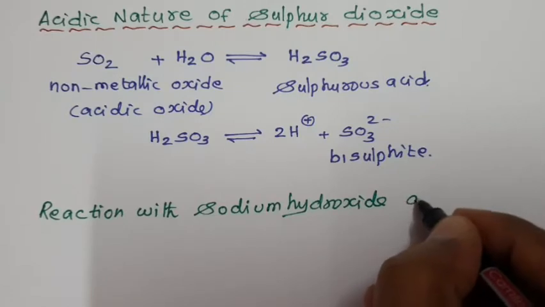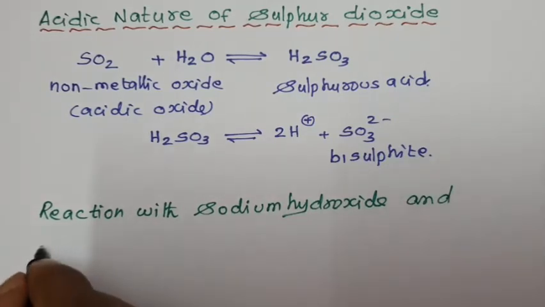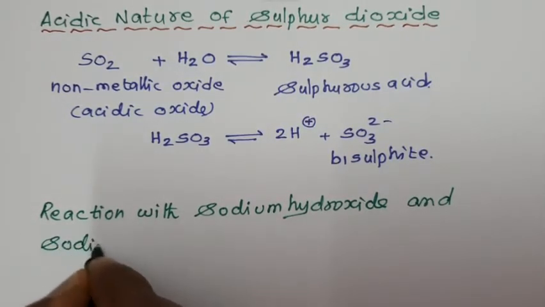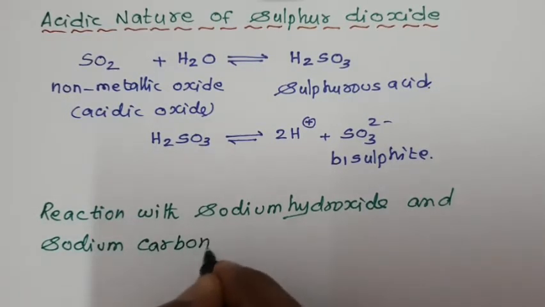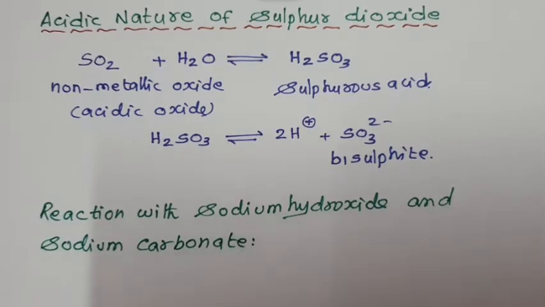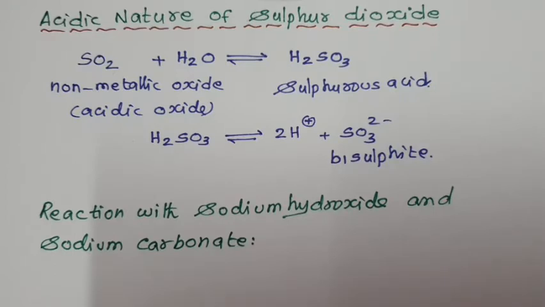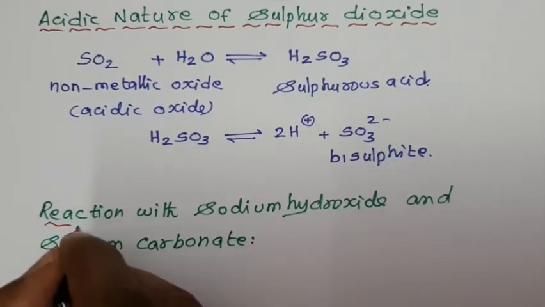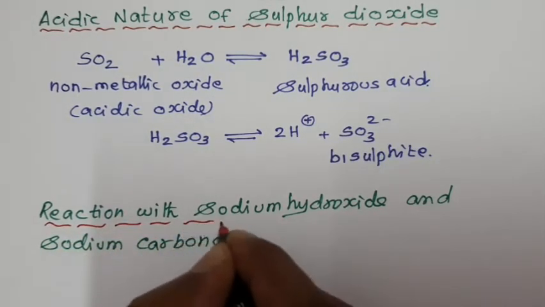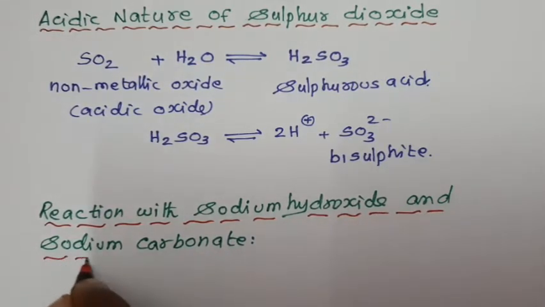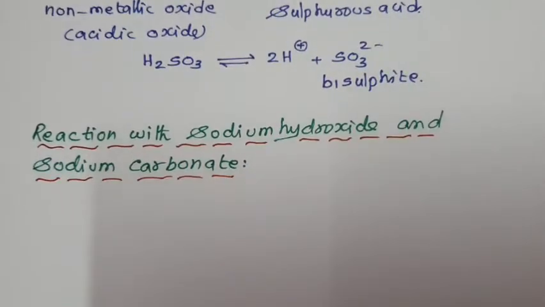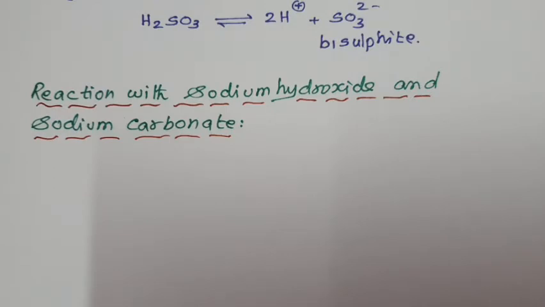and sodium carbonate. Sodium hydroxide is a strong base and sodium carbonate is a weak base. Sulfur dioxide is an acidic oxide. The acidic oxide, being acidic in nature, undergoes reaction with a base to give salt and water. That is one type of neutralization reaction.